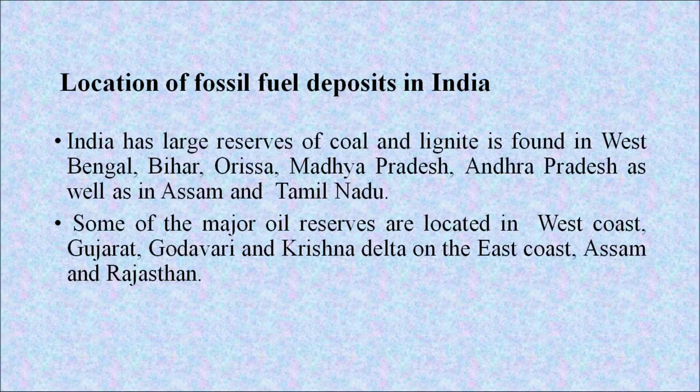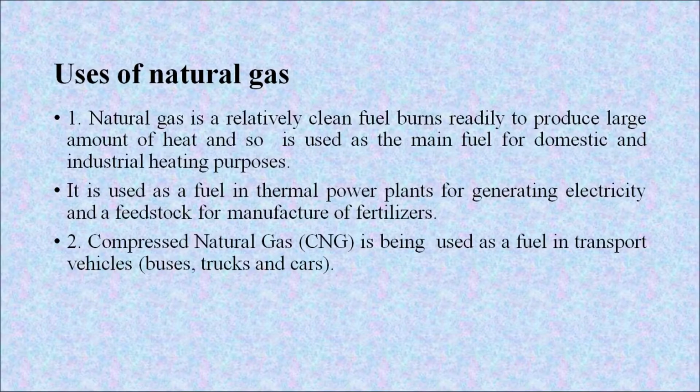Location of fossil fuel deposits in India. India has large reserves of coal and lignite, found in West Bengal, Bihar, Odisha, Madhya Pradesh, Andhra Pradesh, as well as in Assam and Tamil Nadu. Some of the major oil reserves are located on the West Coast, Gujarat, Godavari and Krishna Delta on the East Coast, Assam and Rajasthan.